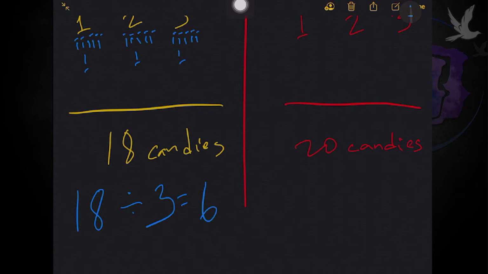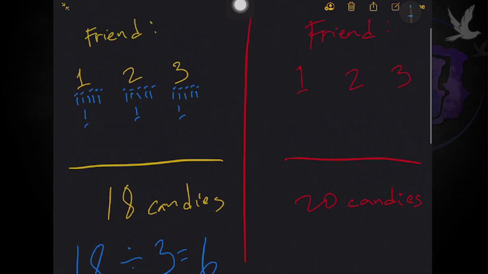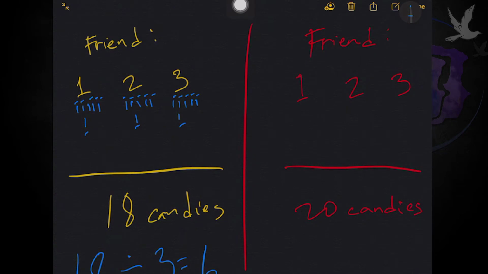Okay? There are also situations like here in the red part. Okay? They have 20 candies. Let's try to distribute that as well. We have 20 candies, distributing it to each friend in the red area. So all we have to do now is to count 1 to 20. 1, 2, 3, 4, 5, 6, 7, 8, 9, 10, 11, 12, 13, 14, 15, 16, 17, 18, 19, 20.